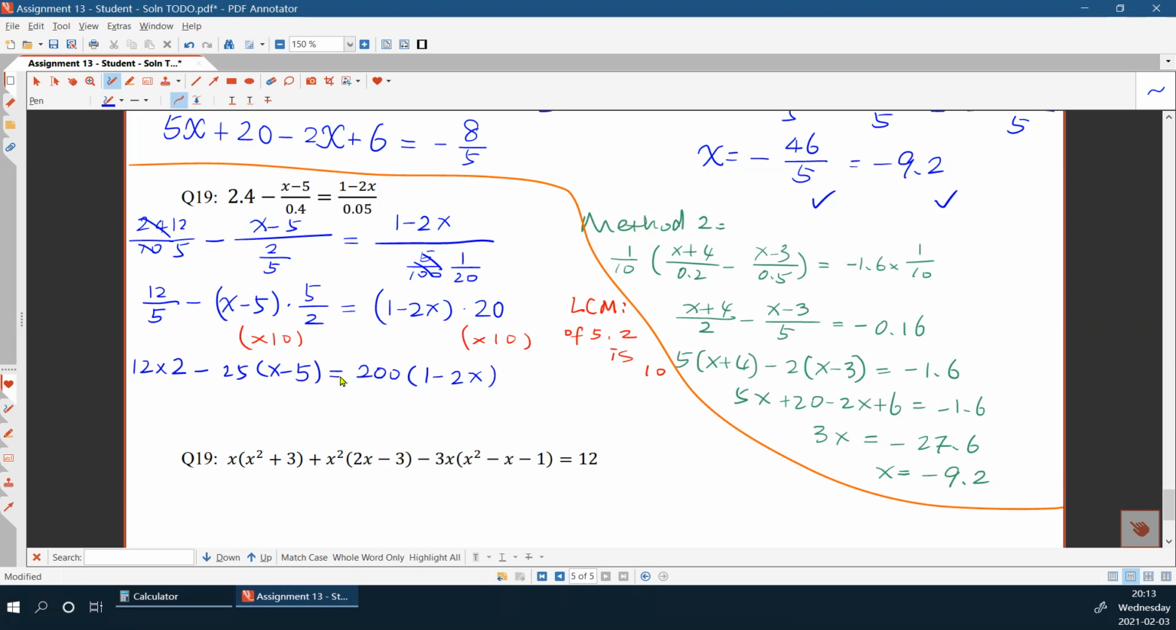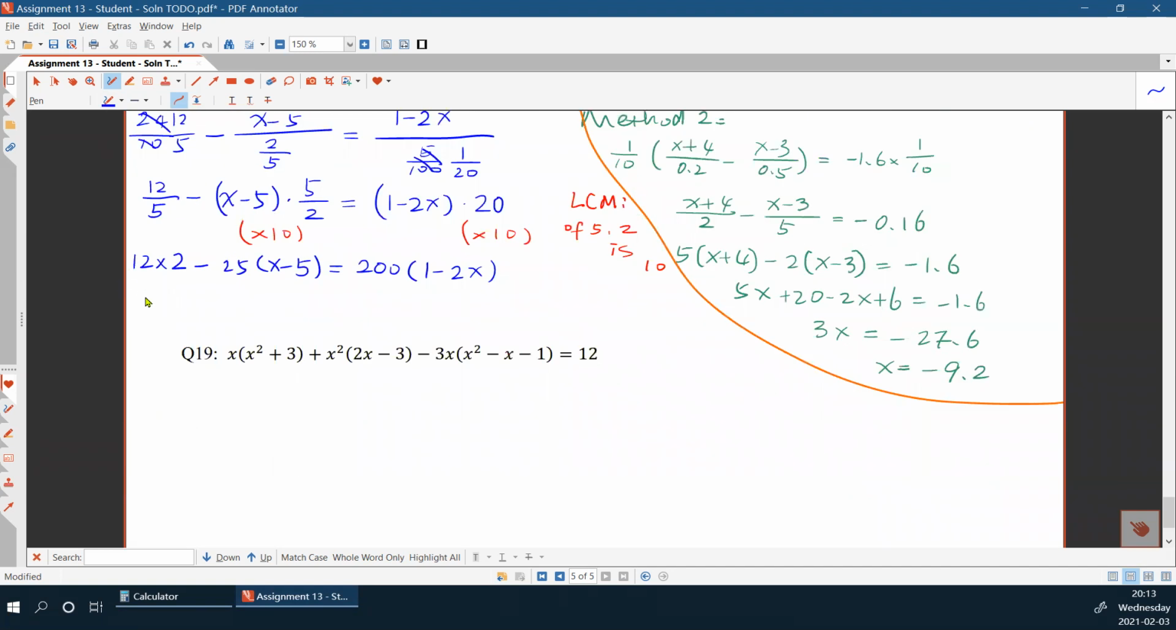So now all the coefficients are integers. So this is good. And now we can merge all the x's and all the constants. 24 minus 25x plus 125 equals 200 minus 400x, right? Now let's merge all the x's. 400 minus 25, which is 375x, right? And put all the constants on the other side of the equation, which is 1200 minus 24 minus 125. This gives you 51. So here the final solution is x equals 51 over 375.